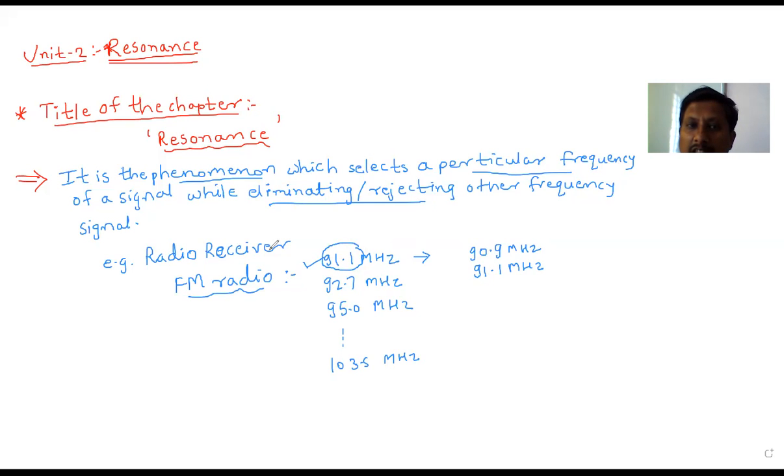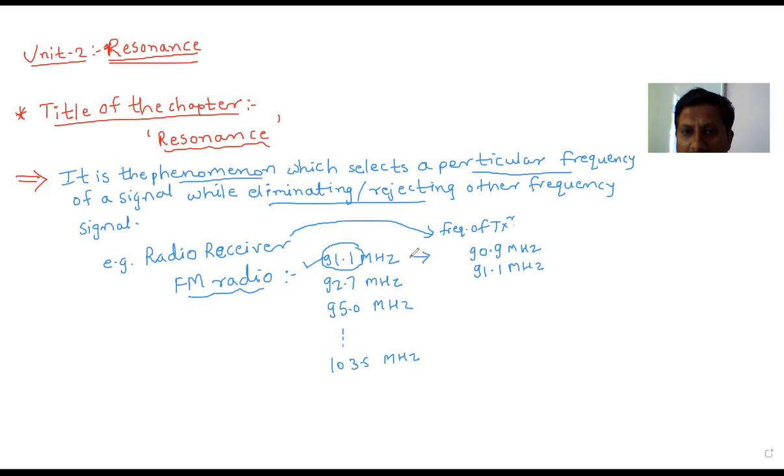Whenever the frequency of the radio receiver matches the frequency of the transmitter, may be satellite, may be antenna, the antenna gives the signal. So you have to catch the signal of the transmitter, and for that purpose you are setting the frequency. When you set at a particular frequency, then you can listen to that particular channel. So this concept is called what? Resonance. It is a phenomenon which selects a particular frequency while eliminating or rejecting other frequencies.